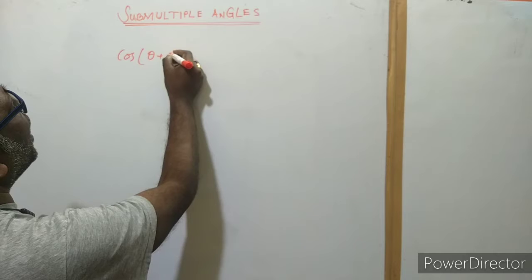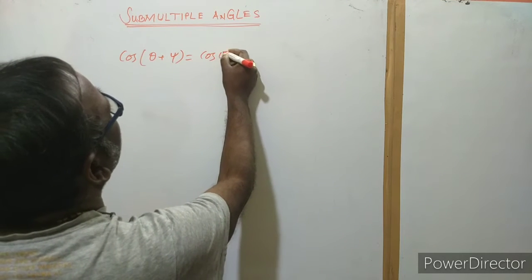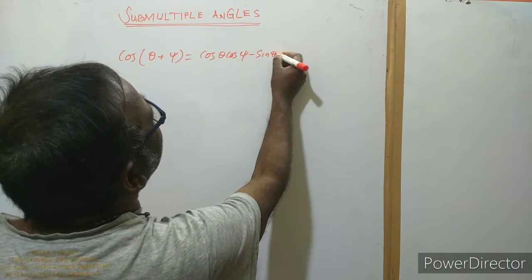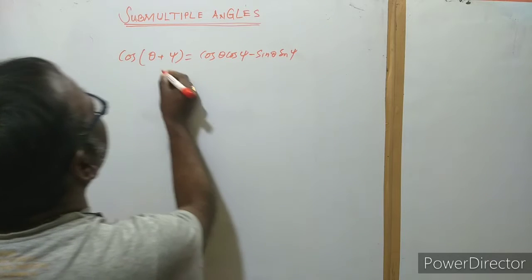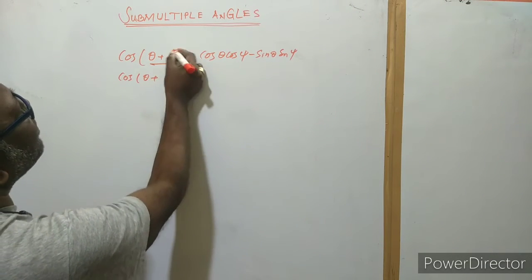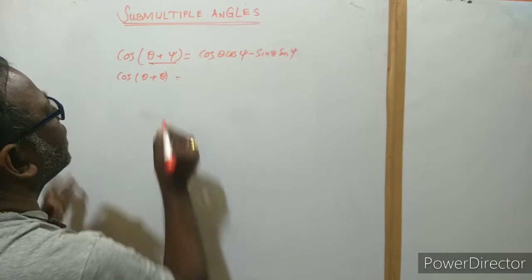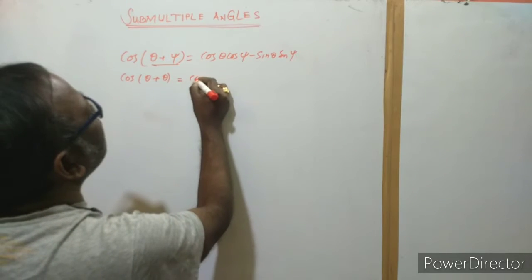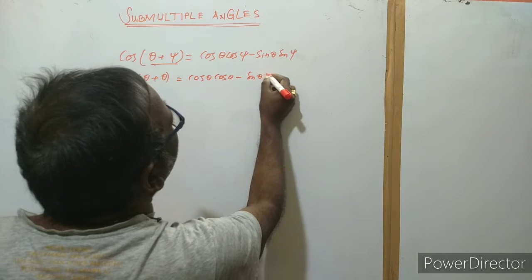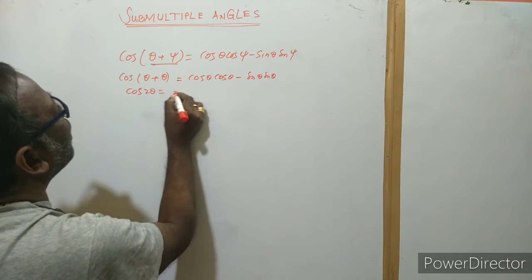The formula of the compound angle for theta plus psi is cos theta cos phi, minus sin theta sin phi. If both the angles are the same, and we replace psi by theta, there is a double, so that's why it's called the multiple. Now we get cos theta cos theta, minus sin theta sin theta, so we get cos 2 theta. This is the formula of the multiple angle.